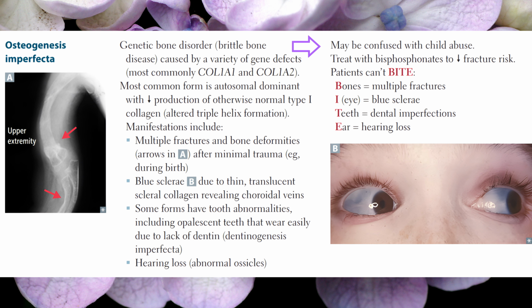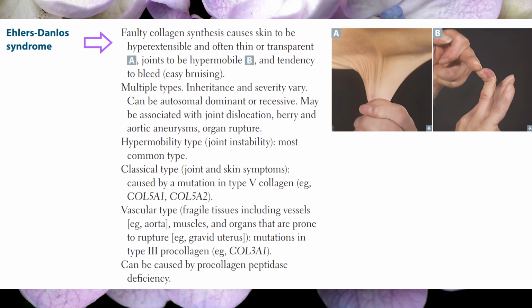Ehlers-Danlos syndrome. Faulty collagen synthesis causes skin to be hyperextensible and often thin or transparent, joints to be hypermobile and tendency to bleed, easy bruising. Multiple types, inheritance and severity vary, can be autosomal dominant or recessive, may be associated with joint dislocation, berry and aortic aneurysms, and organ rupture.